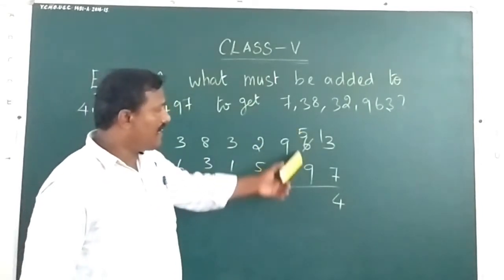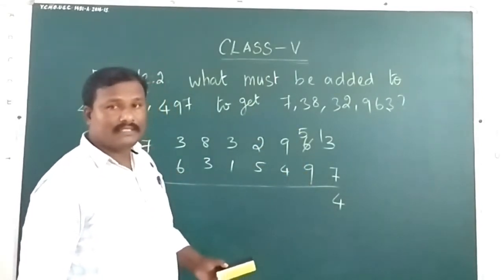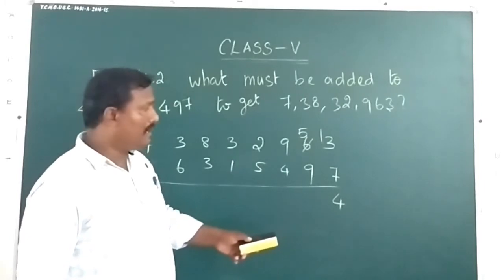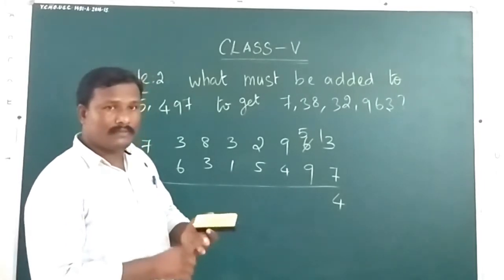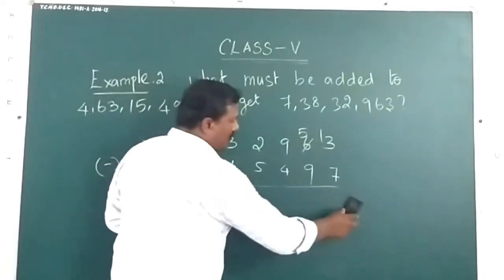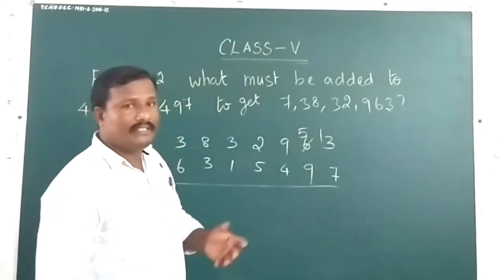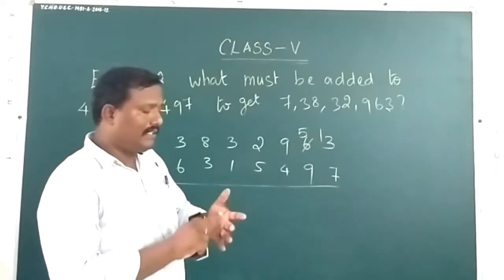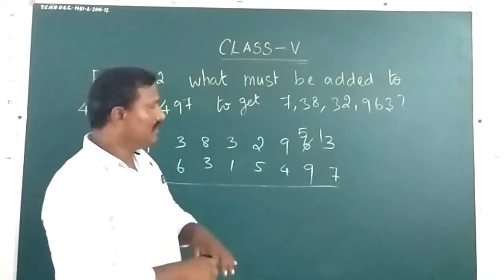Then 5 minus 9, we can't subtract, so we have to borrow from the nearby number. Sorry, I put it wrongly. So 13 minus 7. 7, after that 8, 9, 10, 11, 12, 13. So 6, sorry.